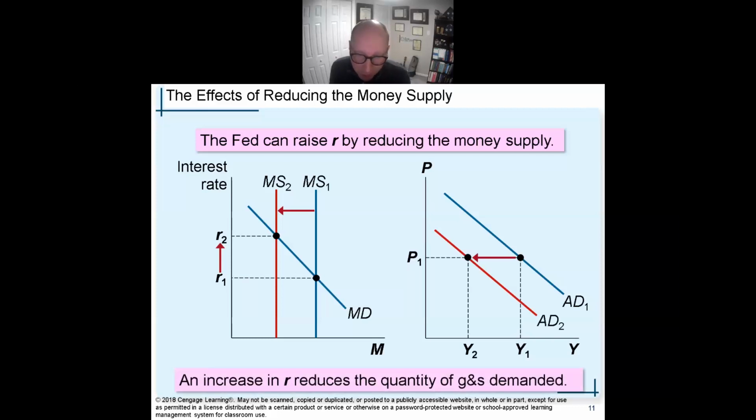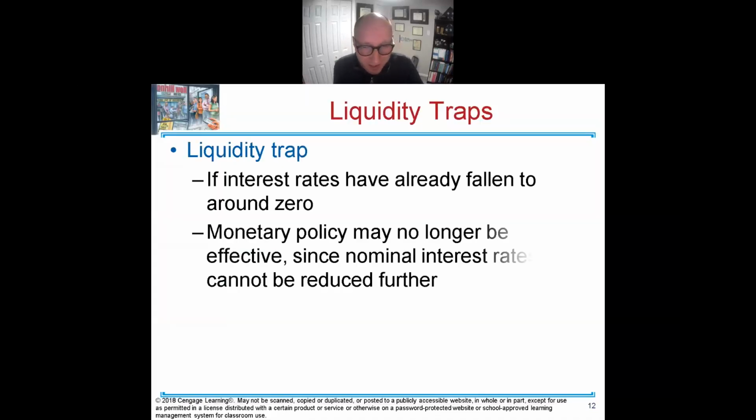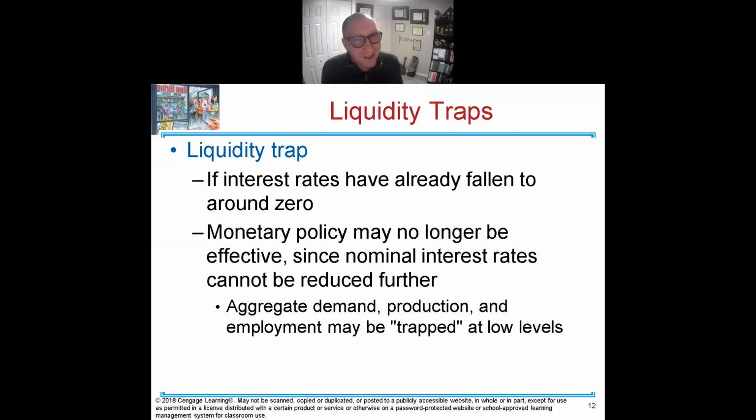Increasing the interest rate reduces the quantity of goods and services demanded. If it's more expensive to take out a loan, you're not going to want to buy as much stuff. Very easy. Here's the thing. It's like a cycle, yeah? Interest rate goes up and down. Interest rate goes down, you want to borrow more money so you can buy more goods and services. Interest rate goes up, you're going to borrow less money and you're going to want less goods and services.